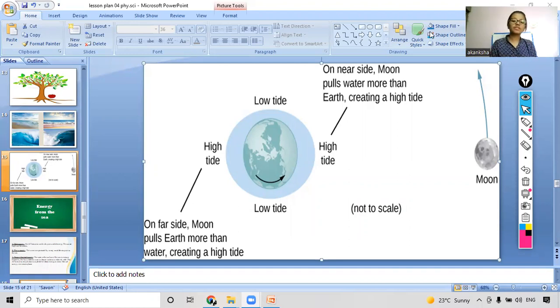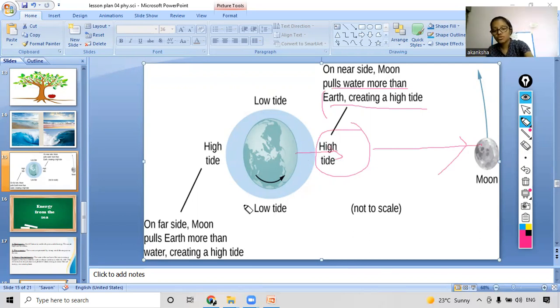So yes, we were studying how this gravitational force is playing a major role in the tides, right? Sometimes there are low tides and sometimes there are high tides and waves in the ocean. Why is it? So let's see the reason. What is the cause of high tide? On the near side, the moon pulls water more than the earth, creating a high tide. Like this, the moon is pulling water up towards itself, so it is creating a high tide. As you can see, the water level here rises. And what is the cause of low tide? It is not mentioned here, but we will see in detail in another diagram.